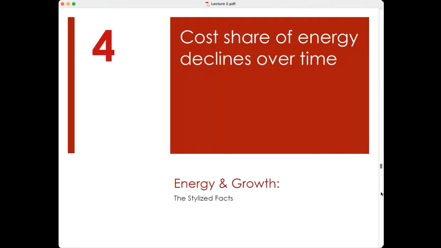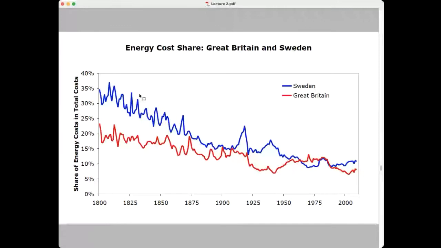Another thing we've observed, but only for a few countries, is that the share of energy in costs of production falls over time. So it was much higher back here in the 19th century. This is Sweden. The share of energy costs in total costs in Sweden was very high. In Britain, this is on a macro level, it was also higher than it is today. So we see energy as a small share of total costs in the economy today. That wasn't always the case, and it probably isn't the case in poorer developing countries today either.